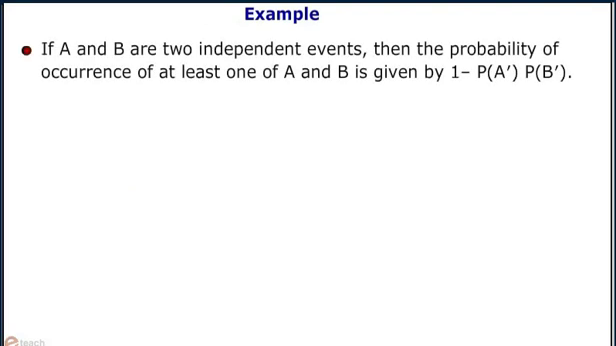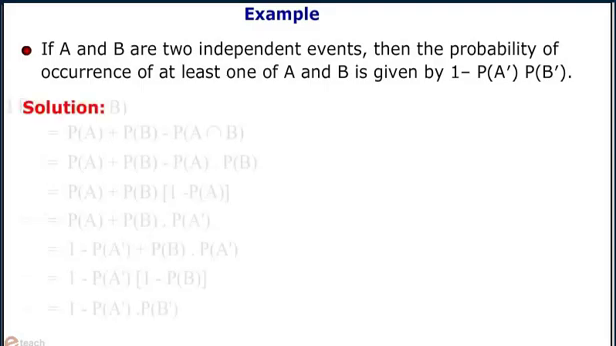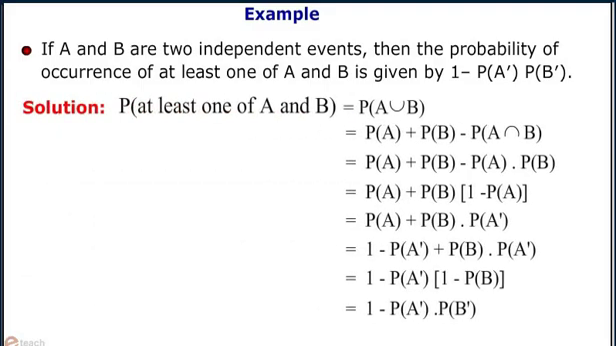Example: if A and B are 2 independent events, then the probability of occurrence of at least one of A and B is given by 1 minus probability of A dash into probability of B dash. Solution: probability of at least one of A and B is equal to probability of A union B, which is equal to probability of A plus probability of B minus probability of A intersection B. Now, probability of A intersection B can be written as probability of A into probability of B.